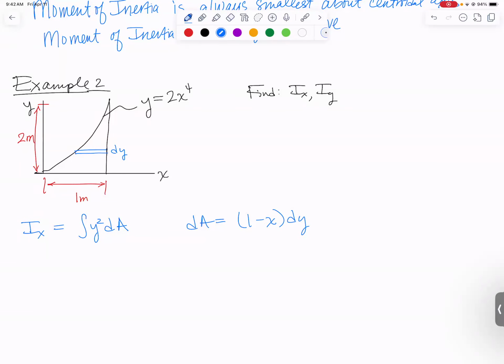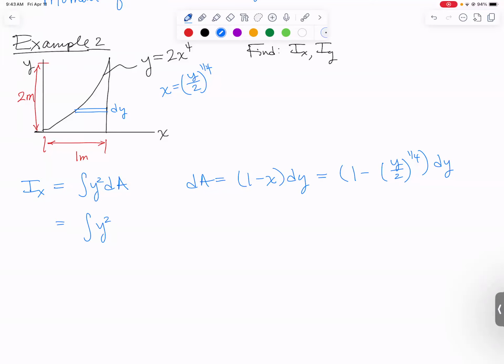And then I need to replace x with what it's equal to. So I need to do a little bit of math here, bring the 2 to the other side, and then take the fourth root of everything. So I get that x is equal to y over 2, all to the 1/4 power. So if I want to put that in for my dA, it's 1 minus y over 2, all to the 1/4 power, dy. Ix is the integral of y squared times that dA, 1 minus y over 2 to the 1/4 power dy. And we need to go from the bottom to the top of the shape, right? We start here at the bottom and we go up to add up all those little strips. So we're integrating from 0 to 2.